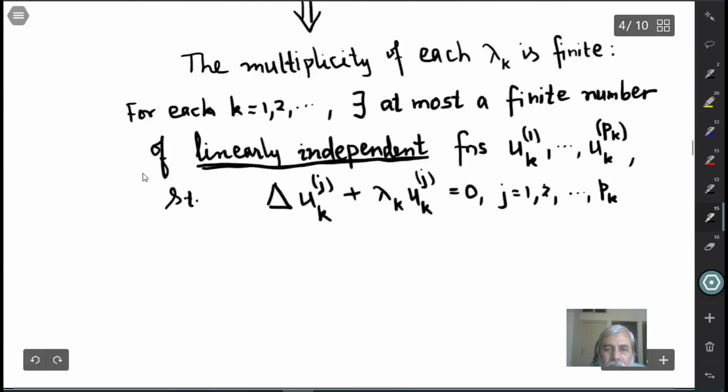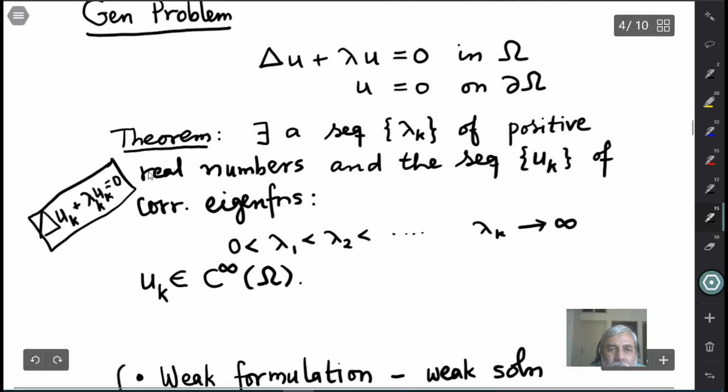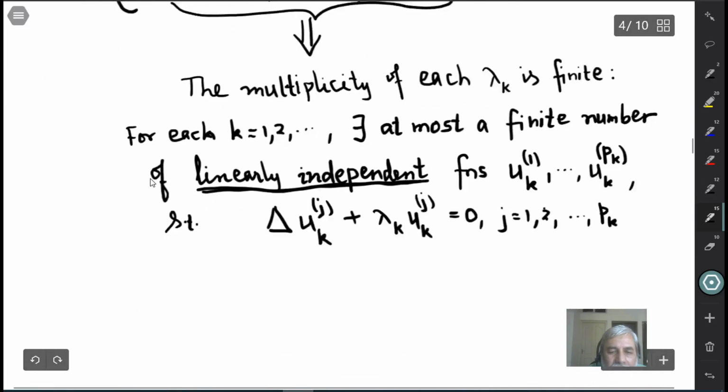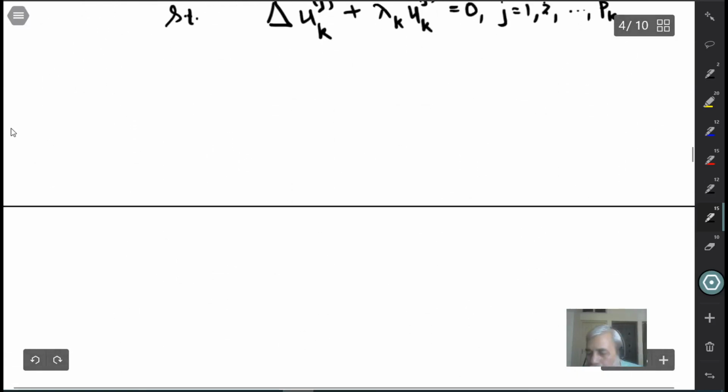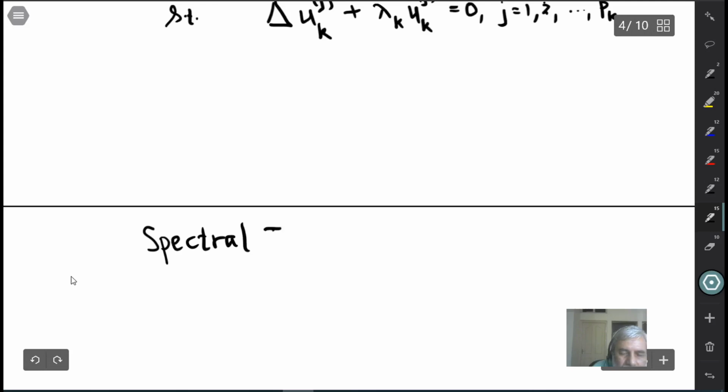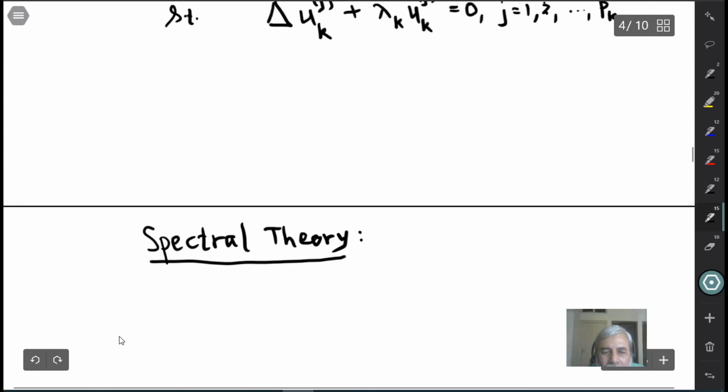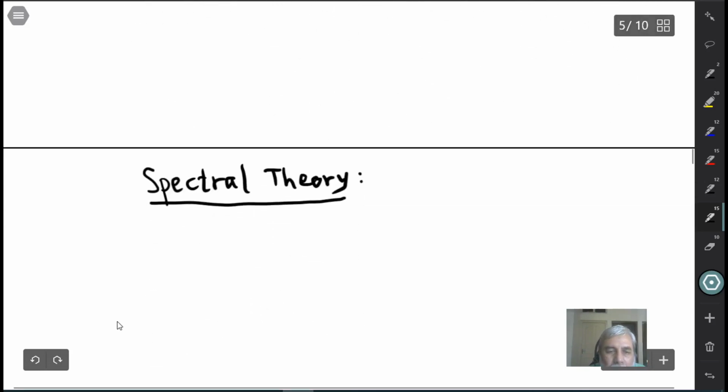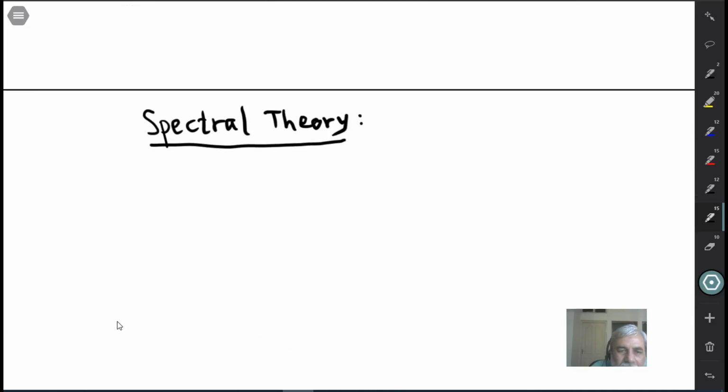Okay. So why do we need this kind of detailed analysis of the spectral? So this is, by the by, called spectral theory, not only just for the Laplacian, in general for a second order uniform elliptic operator. So where is it used? Okay, so let me just briefly explain that.